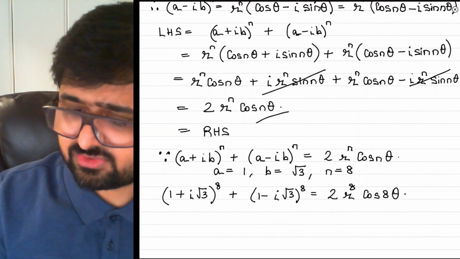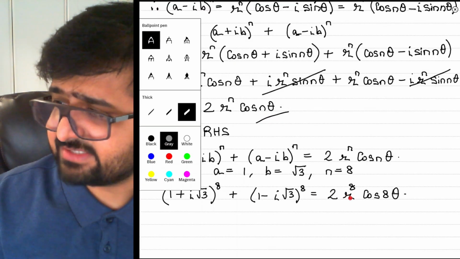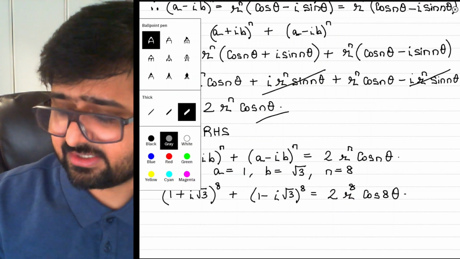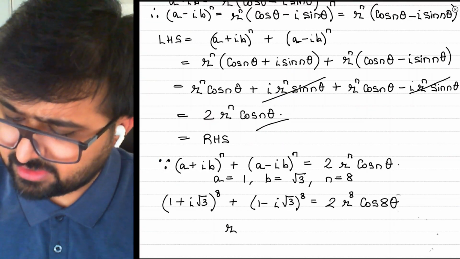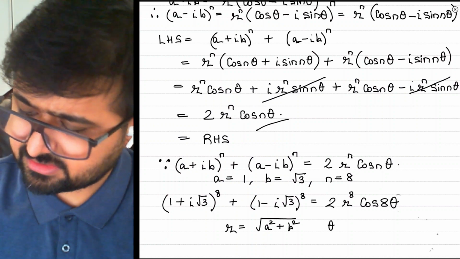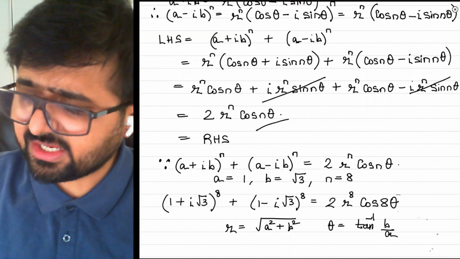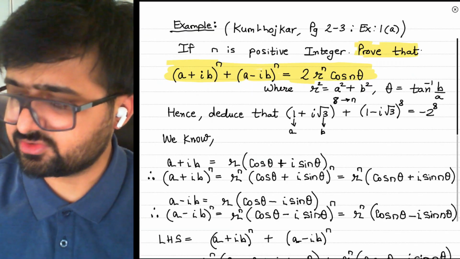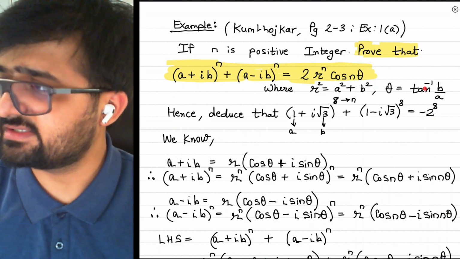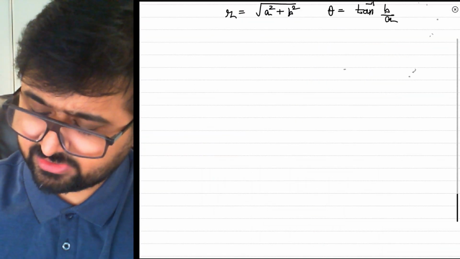Now the only thing that we need to calculate is r and theta, because this is our LHS. We know that r is the square root of a squared plus b squared, and theta is tan inverse b over a. In fact, they also tell that in the initial question. Okay, so let's see if we can calculate r and theta.